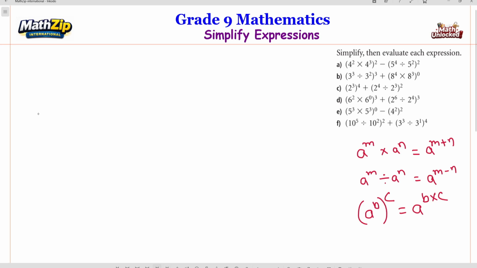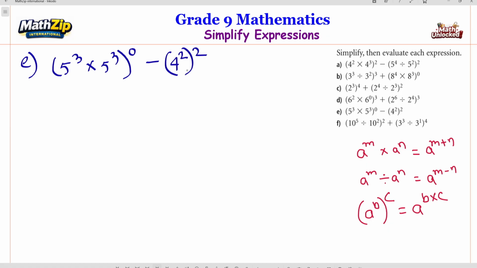Quotient E. Inside bracket 5 to the power 3 times 5 to the power 3, all to the power 0, minus 4 squared, all to the power 2. So we know anything to the power 0 is 1.